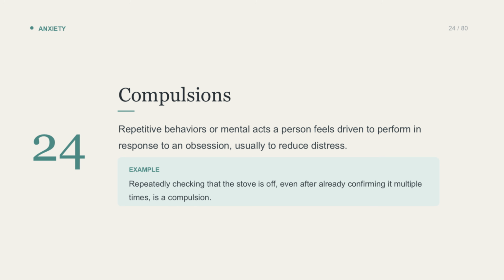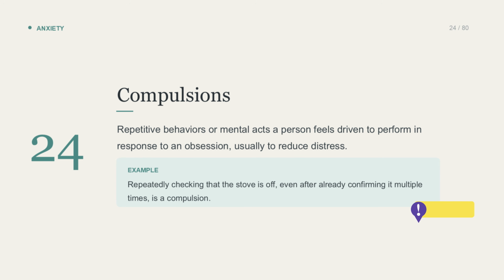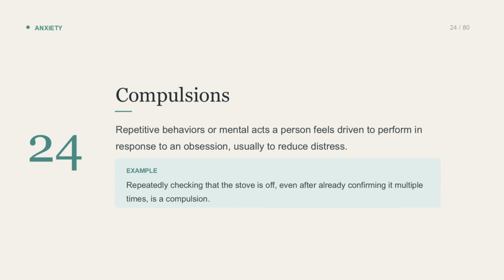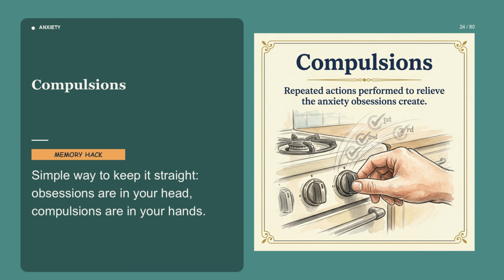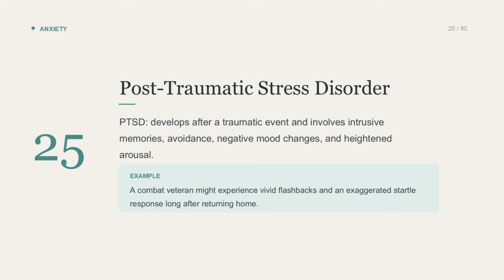24. Compulsions. Compulsions are the repetitive behaviors or mental acts a person feels driven to perform in response to an obsession, usually to reduce distress. For example, repeatedly checking that the stove is off, even after already confirming it multiple times, is a compulsion.